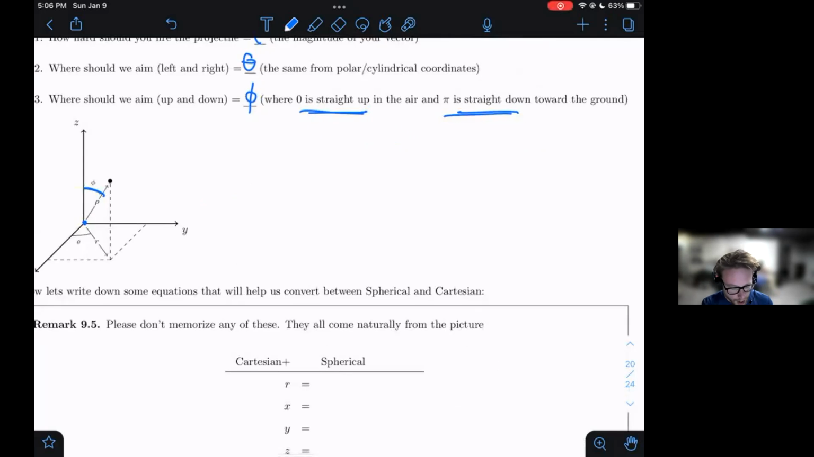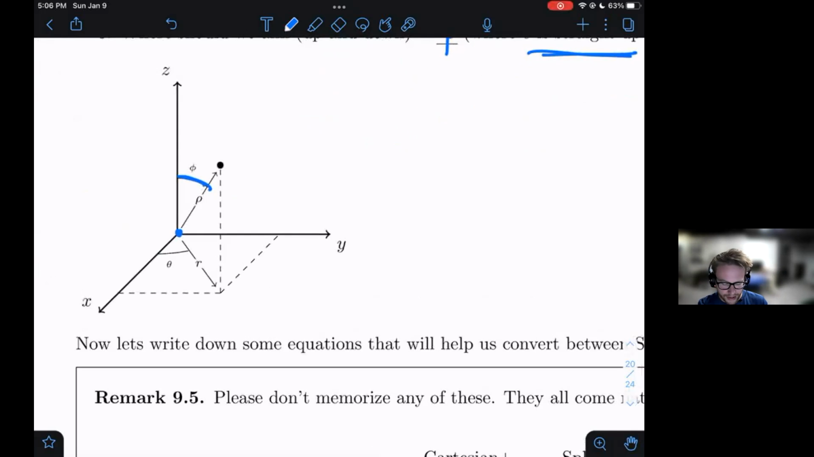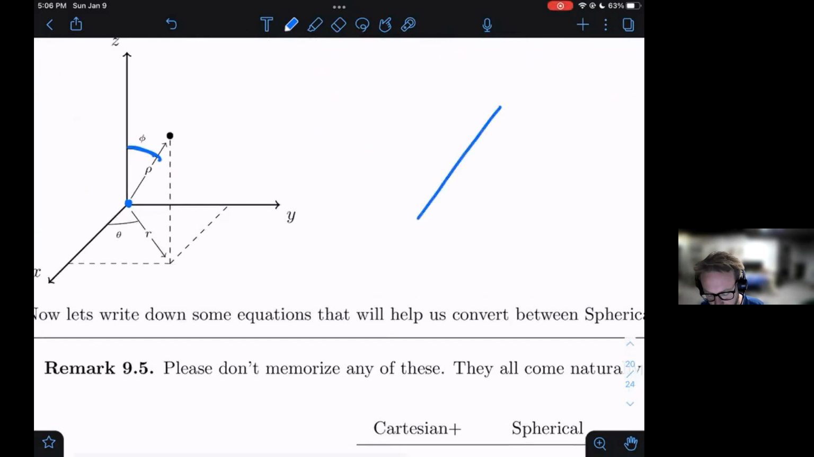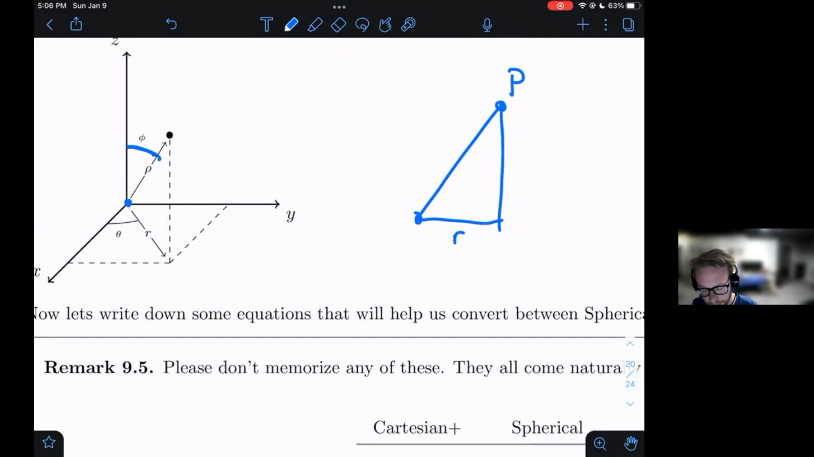All right, so one more picture that I think is very useful here is if I take this and look at it straight on. This will help us develop some of the equations we're going to need in order to transform between cylindrical and spherical, and even Cartesian to spherical. So here is my point P. I've just turned this rectangle a little bit on us. So this right here is r, and this right here is rho.